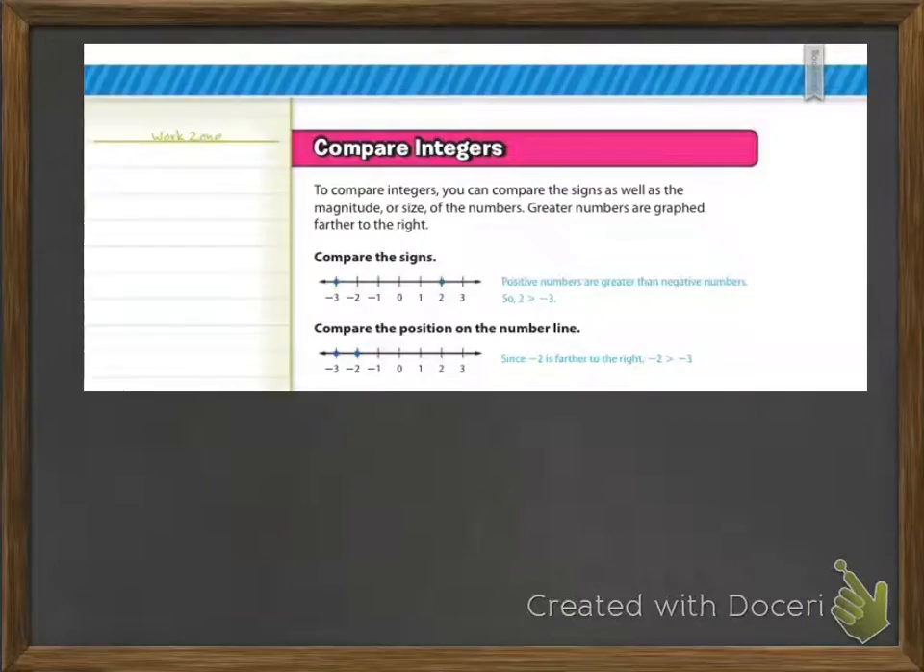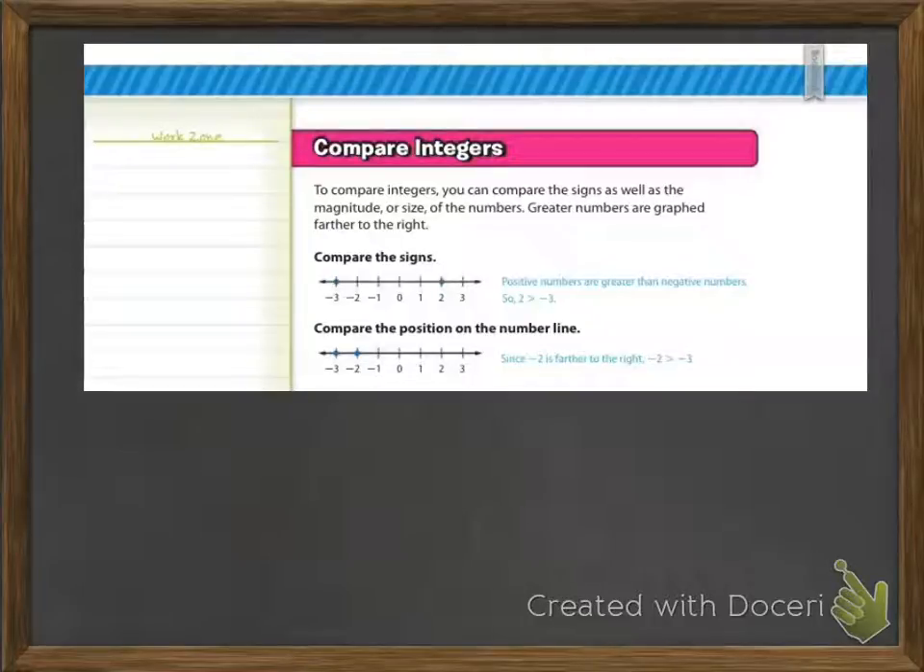All right, let's go ahead and turn your page to page 364. On this one, it says here to compare integers. To compare integers, you can compare the signs as well as the magnitude or size of the number. Greater numbers are graphed farther to the right.